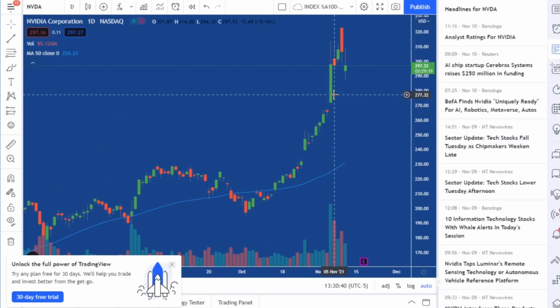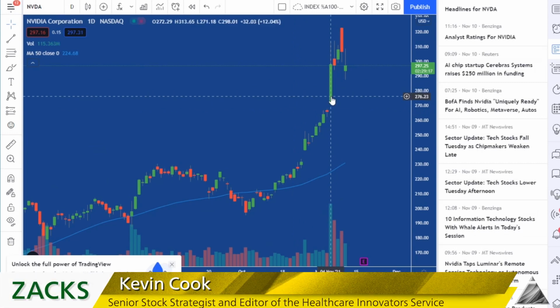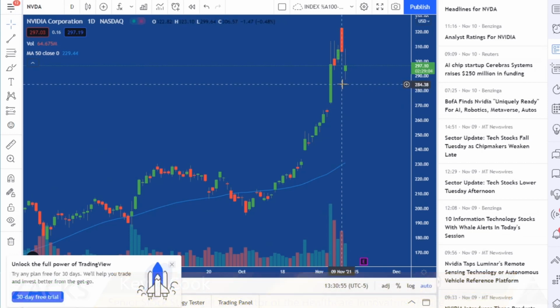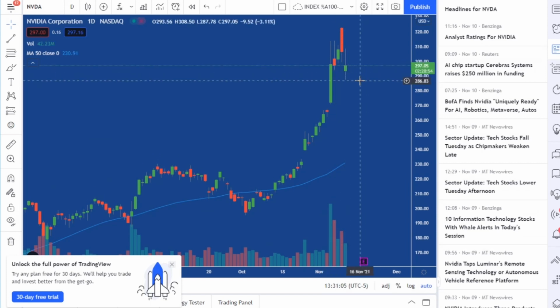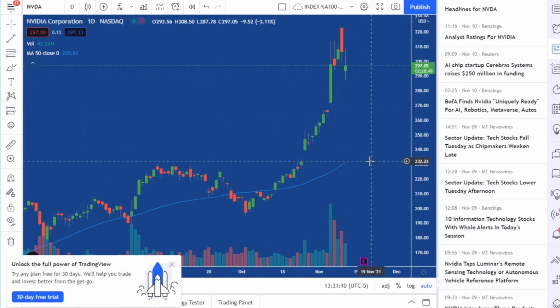So here we are. This was enormous volume on this gap up on November 4th. It was just an upgrade from a Wells Fargo analyst, I believe, but 115 million shares traded. And on GTC day, GPU Tech Conference day yesterday, the stock made new all-time highs above 320. It's pulling back. People are taking profits. I'm not taking profits. I'm a buyer at 265, and I don't think we're going to see 230 again. But hey, if they want to take it down there, I'll buy that gap fill too.